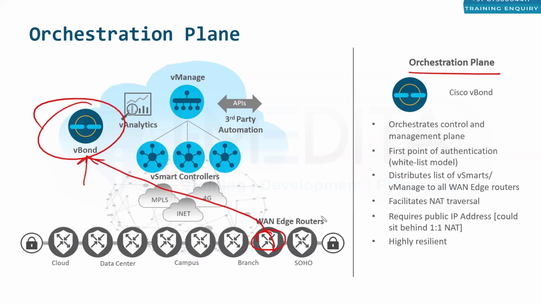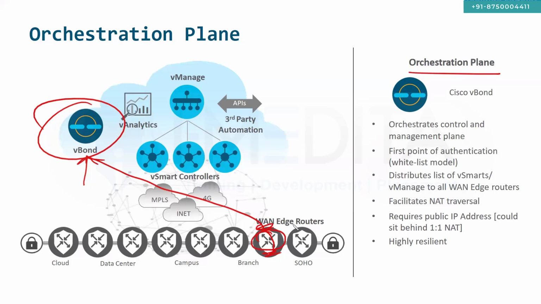So let's say there is a branch router that has only internet access. If it wants to reach out to vBond, it should be a public IP address, correct? Remember that in this whole architecture of Cisco SD-WAN, vBond is the only component that must have a static public IP address configured. If it is sitting behind a NAT device, then make sure that you configure static NAT, also known as one-to-one NAT.